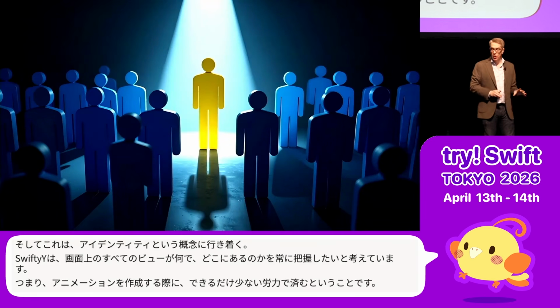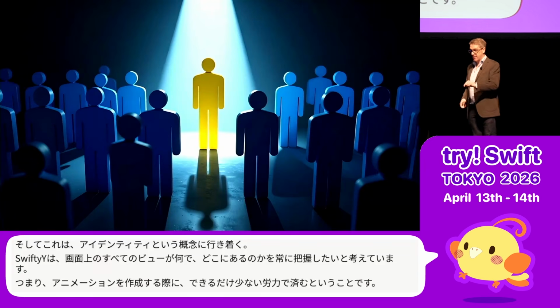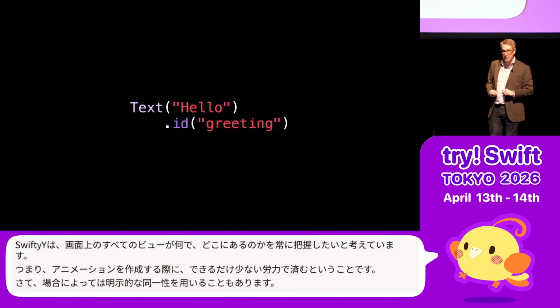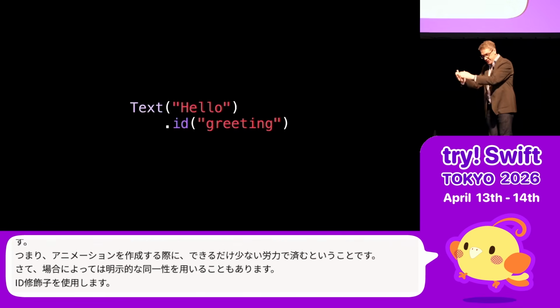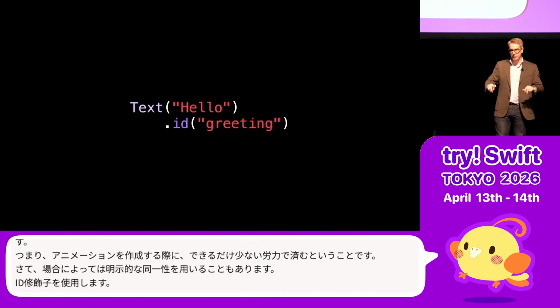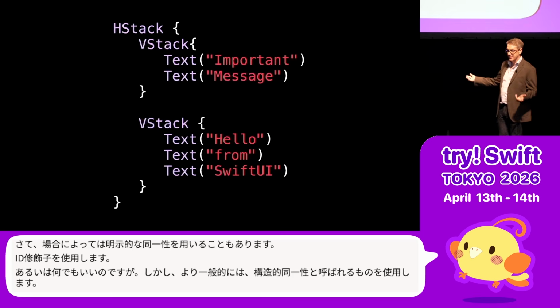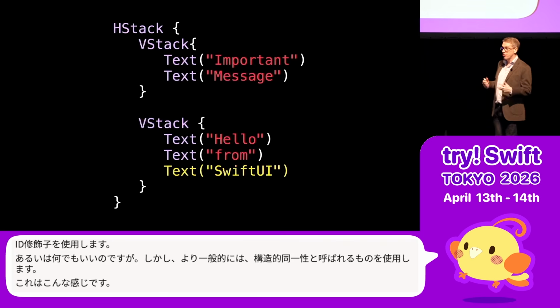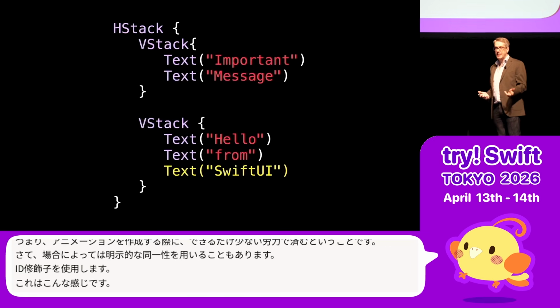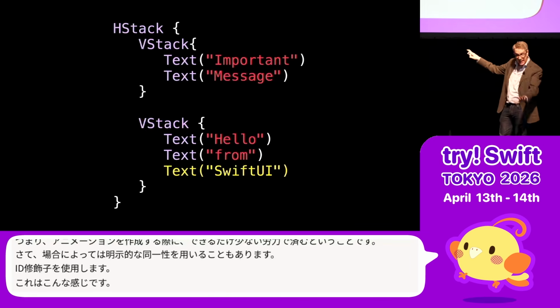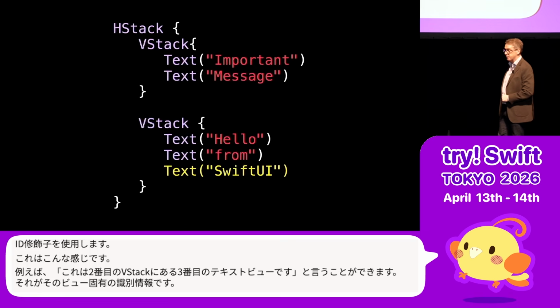Now, sometimes we use explicit identity. We use the ID modifier: this is called this, this is called that, whatever. But more commonly, we use a thing called structural identity, which looks like this. We could say this is the third text view in the second VStack, for example. That's its unique identity, its location in our view hierarchy.